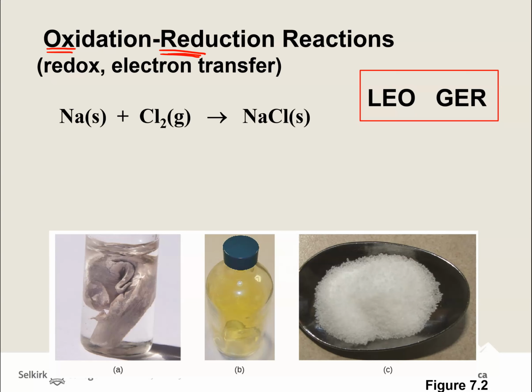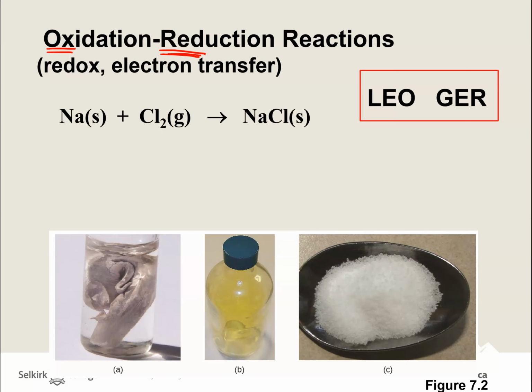When we looked at precipitation and acid-base reactions, we saw that we could predict the products of the reactions. We won't be able to do that in redox reactions. There's a great variety of products you can get. So I'm always going to have to tell you what the products are. Your job will be to understand the nature of the change once I do. So let's look at a particular reaction.